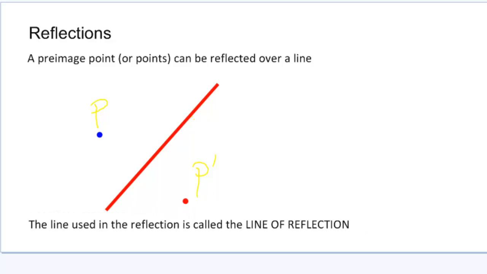The line used in the reflection, and this is going to come as a total shock to you because it's such a strange name for what it does, is the line of reflection. I bet you didn't see that coming. And the line of reflection acts as a mirror would.